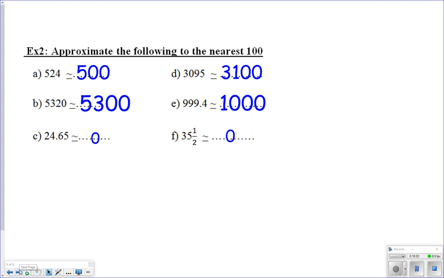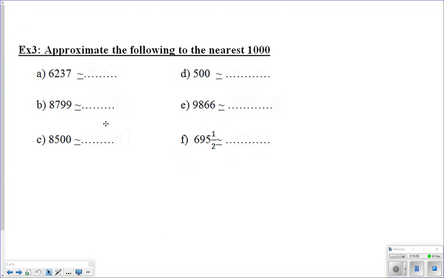Now the question is approximate the following to the nearest 1000. There is no difference between approximating to the nearest 10, 100, 1000. We just go back to our rule. The first step is to get your number. Now we are approximating to the nearest 1000. So to get your number, we will choose the 1000. Where is the 1000 here? Read this number with me.